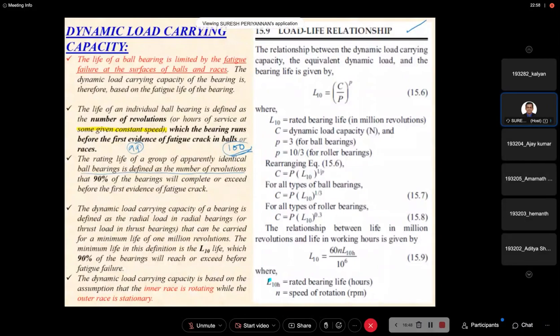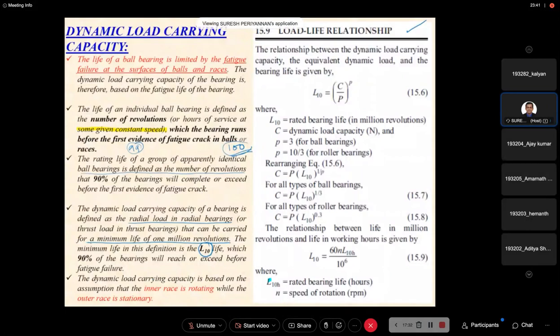Now, the dynamic load carrying capacity of a bearing is defined for the radial load or thrust load of the bearings. We already discussed this. Now, the minimum life of the bearing is considered 1 million revolutions. The minimum life in the definition is called L base 10. L base 10 is nothing but 1 million revolutions, which 90% of the bearings will reach or exceed before fatigue failure.